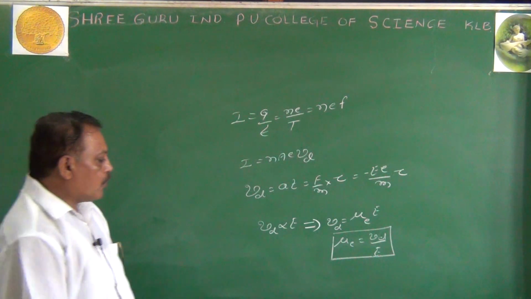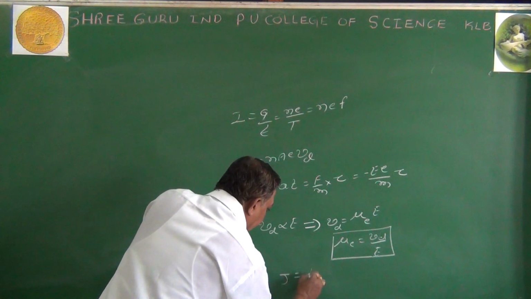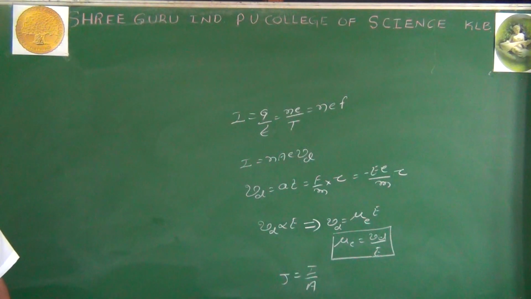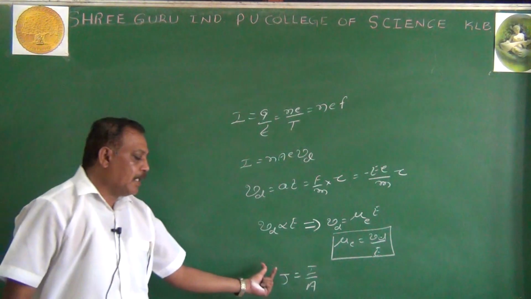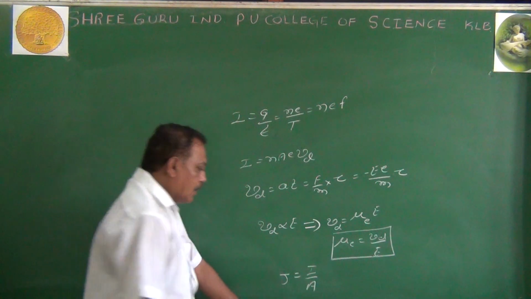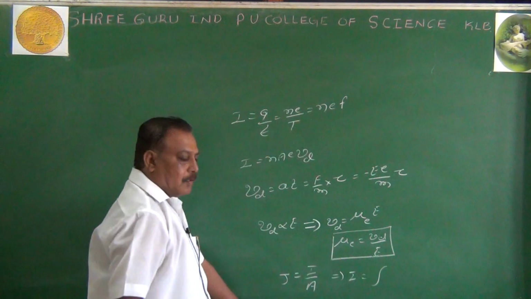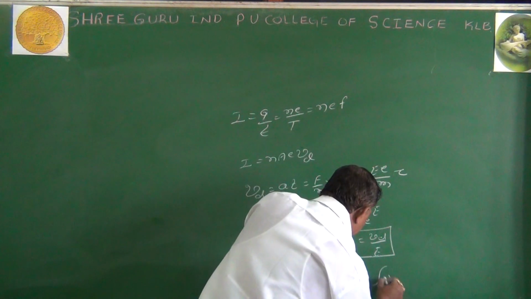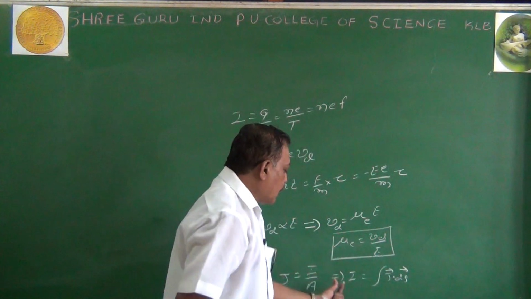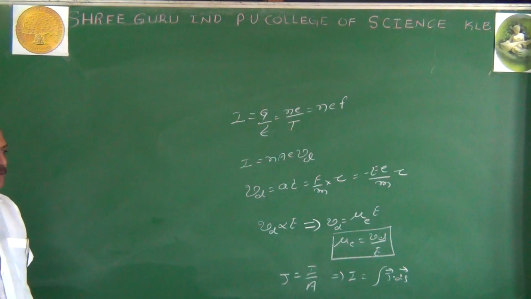Then one more thing we have introduced, the current density. J equals current per unit area. Current is a scalar quantity, but current density is a vector quantity. So this current can also be given in integration form, that is I equals the integral of J dot dS. The dot product of the two vectors gives what? A scalar. Are you getting the point?